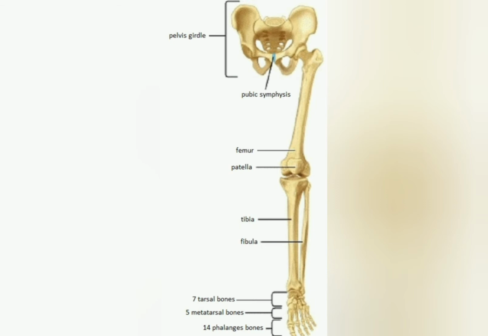The patella is a very small and circular-like bone which is located in your knee. Down there in your leg, you have two other bones, which are called tibia and fibula. On your feet, you have 7 bones which are called the tarsal bones, 5 metatarsal bones, and 14 little bones which are called the phalanges.